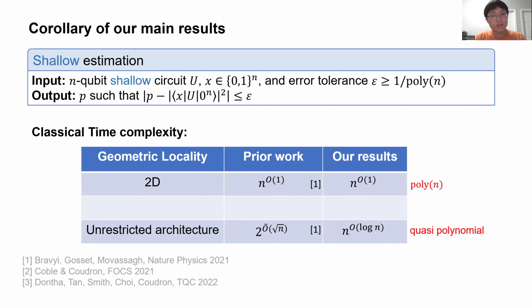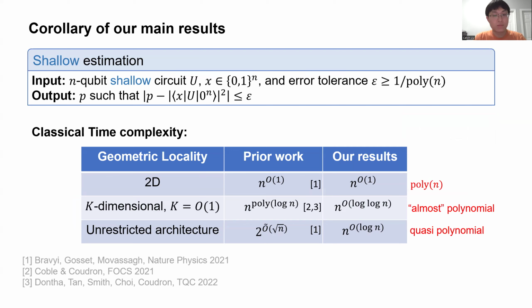The time complexities of our output probability estimation algorithms are the same as the corresponding ones for sampling. For the unrestricted architecture, our algorithm represents an exponential improvement in runtime over prior work. For 3D and higher, our algorithm has an exponentially smaller exponent compared to the previous state-of-the-art.